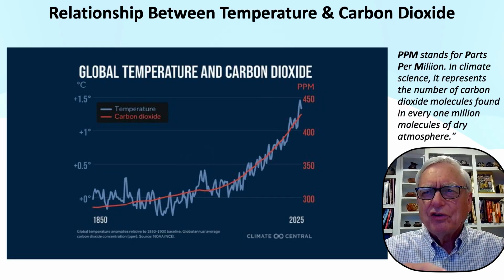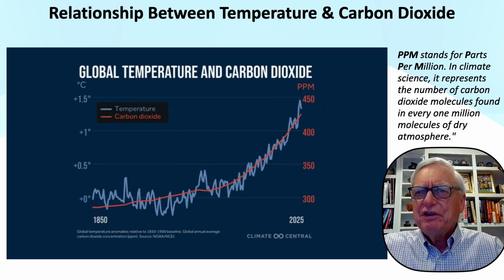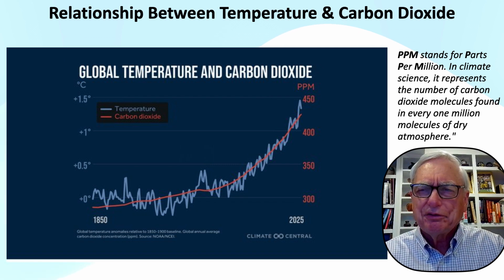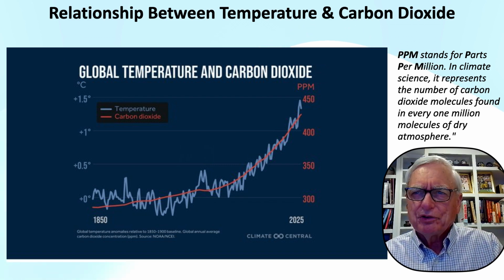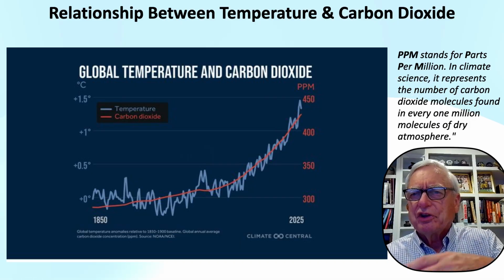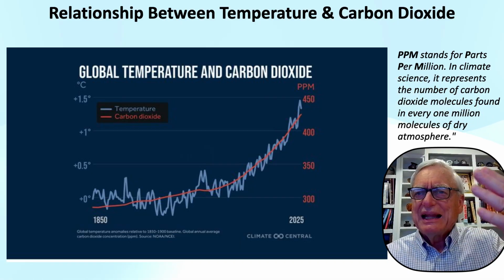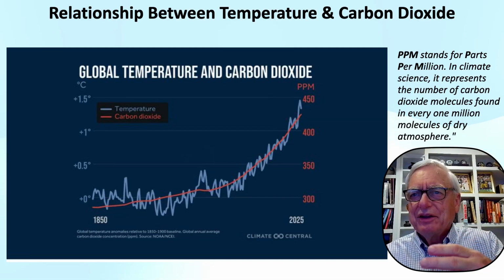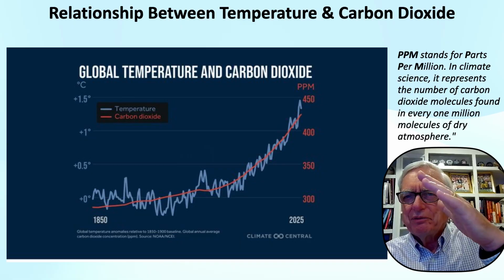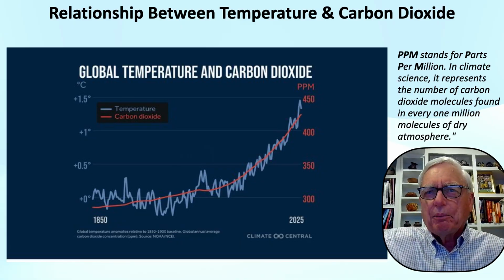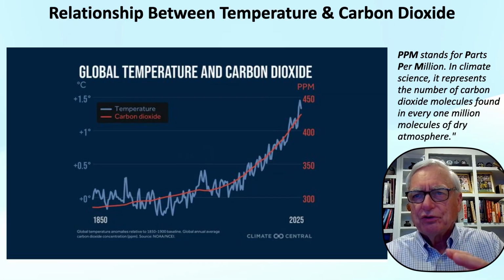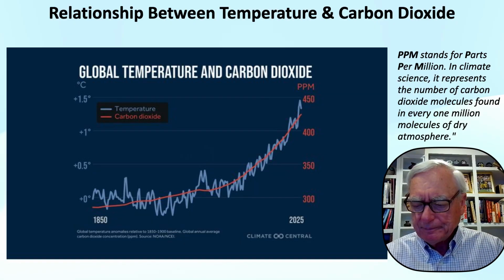Now, the only difference is you'll notice the temperature line is wavier than the curve for carbon dioxide in the atmosphere. And that's because there are other things that affect temperature too. One of the big things is an oscillation between El Nino and La Nina. In El Nino years, you see big spikes in temperature. In La Nina years, you see them go down. That explains a lot of the upward and downward movement you see in temperatures as you look at that graph.